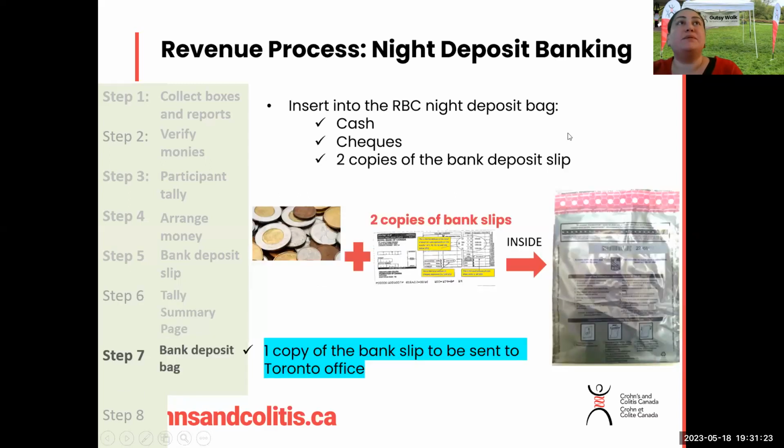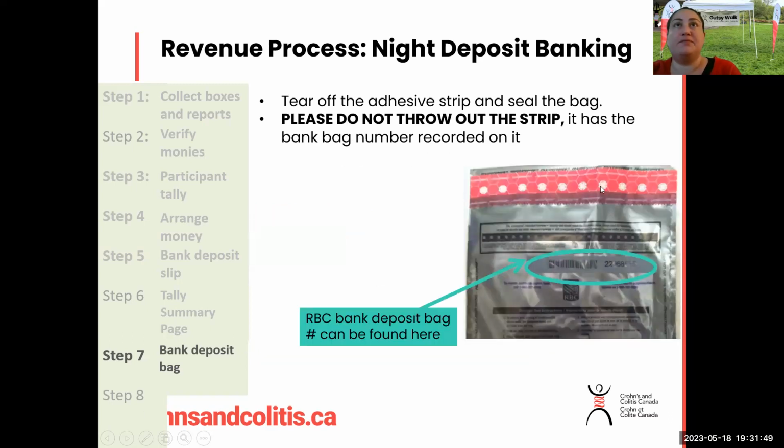And for the RBC deposit bag, you will put the cash and the check inside the bag. You will receive this bag in your registration shipment as well. And then 2 copies of the bank slip go inside, and 1 copy will be sent to us. Please do not throw out the strip. When you close the bag, when you seal it, please don't throw out the strip, because we need to get this back. It has the bank bag number recorded on it.